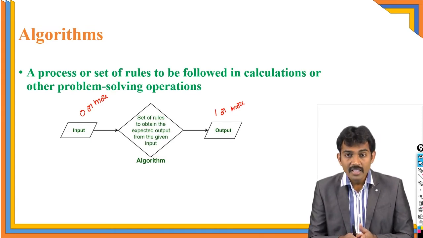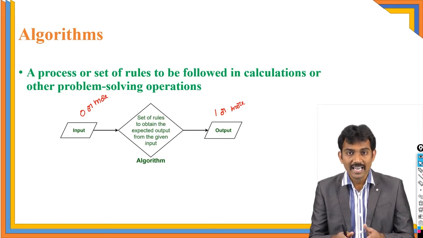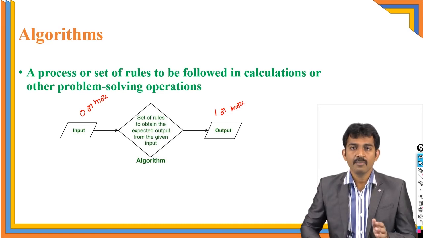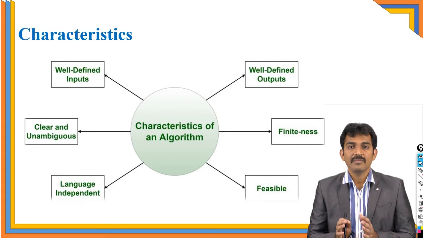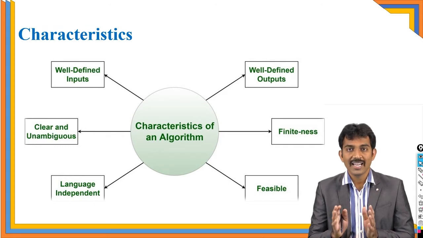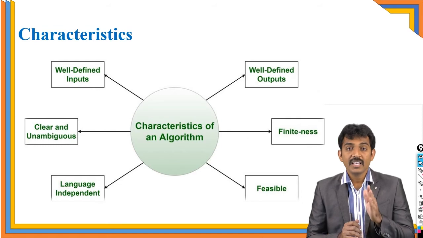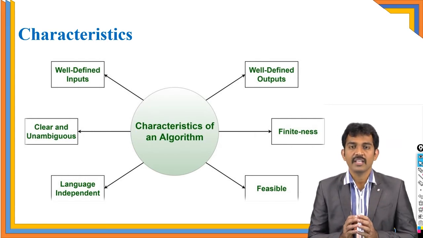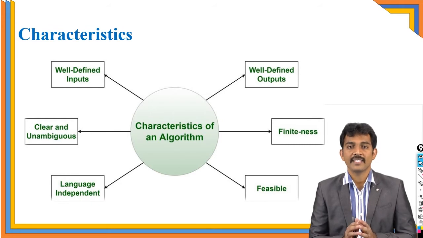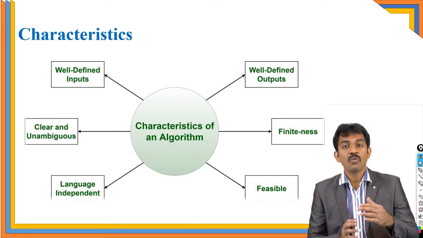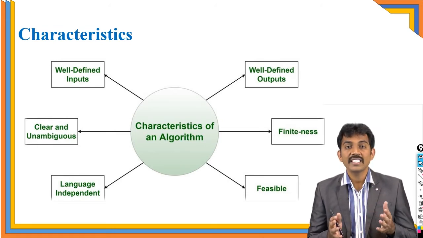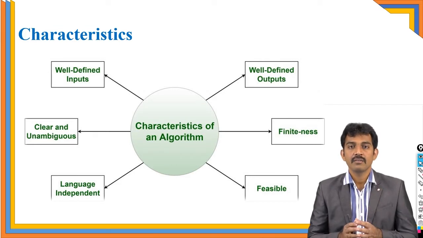All the steps together are called an algorithm, but the steps should have some characteristics. For example, if you call a procedure an algorithm, it should follow 6 characteristics. The first one is well-defined inputs, meaning the input should be well-defined. How we are going to give the inputs and what format it has. What kind of data it is going to accept, strings or integers? That should be very clear, right?